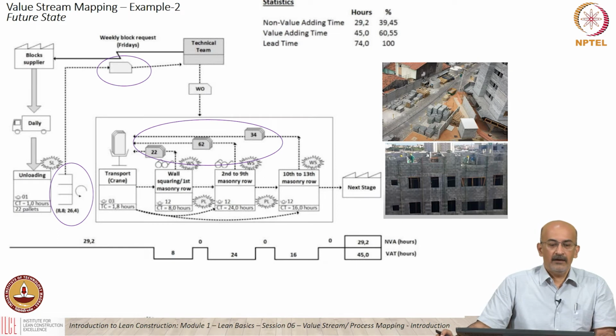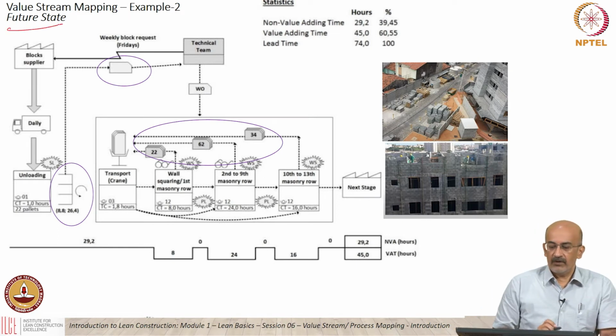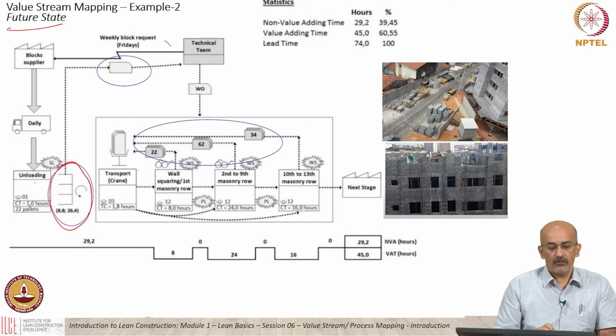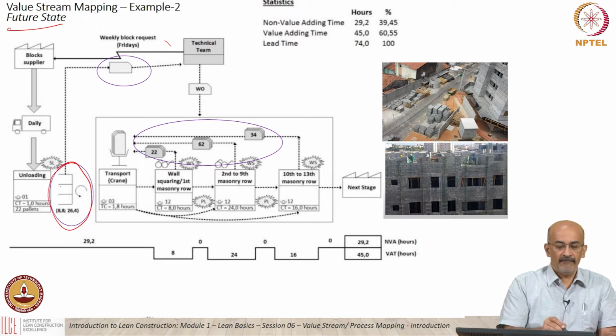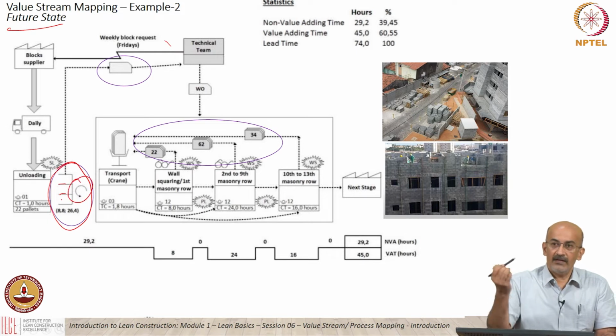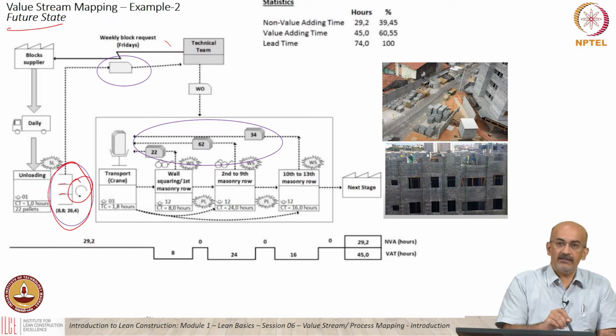Okay, in their future state, they have organized this fairly well. In this, the weekly block request goes, there's a daily request. Now look at this icon, it's called a supermarket icon. So what this does is the block supplier unloads the blocks, communication is sent to the technical team. Only when this supply is starting to go below a certain level, supply is initiated. Okay, so there is a continuous process. There's a pull. So you can see the pull icon. So only when the site needs blocks, it is supplied.